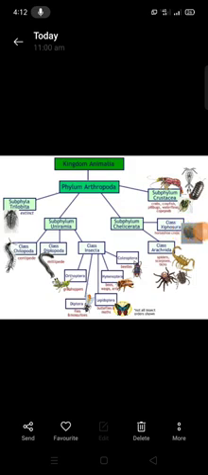This class includes millipedes, thousand leggers. Millipedes are around a thousand leggers. These are terrestrial and detritivorous. The body is divisible into head and trunk.